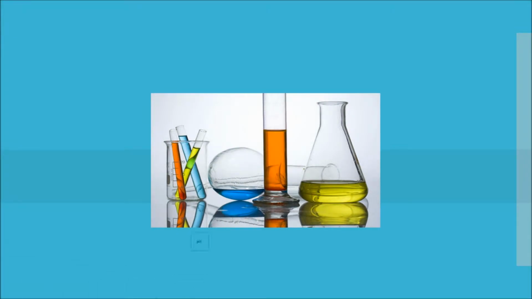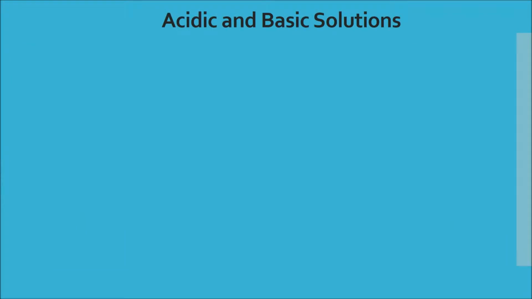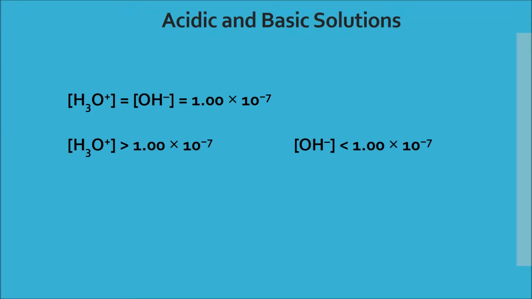So this will be an introduction into pH and buffers. Now, all solutions are made up of acids or H3O plus ions and basic ions, OH minus ions. And neutral solutions have equal amounts of H3O plus ions as well as OH minus ions, and that concentration is equal to 1.0 times 10 to the minus 7.